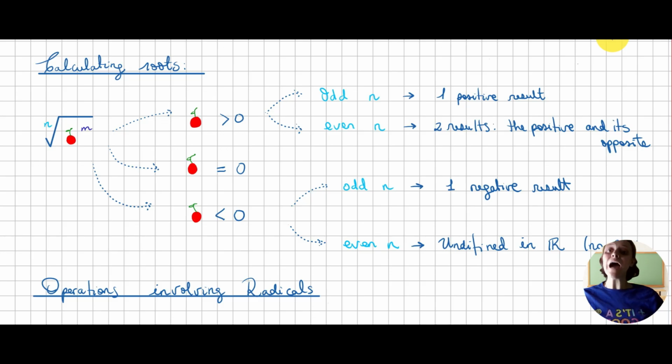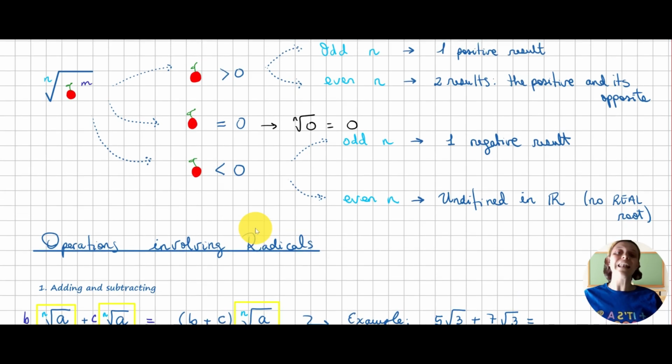Then, when apple equals 0, then the result is 0, okay? Because no matter the power of 0, 0 to the power of anything is going to be 0, okay? Whether the exponent is an integer or a fraction, which would be our root. So the nth root of 0 will always be 0. Let's write this down so we have it as a reference. The nth root of 0 is 0. Always.